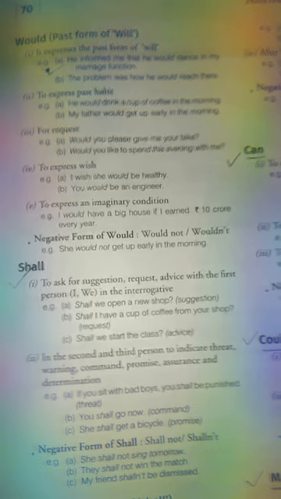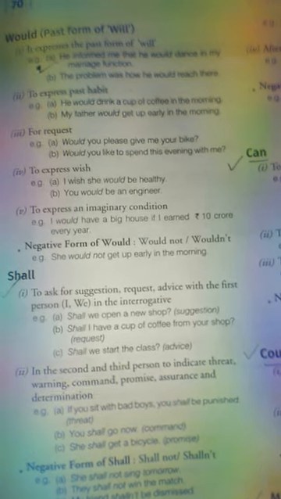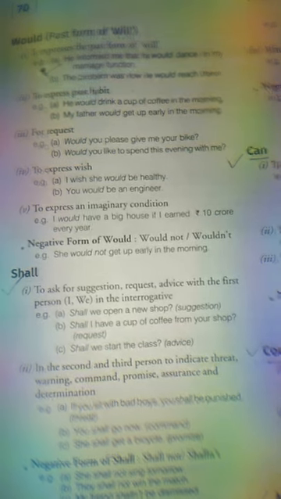For request, would you please give me your bike? Would you like to spend this evening with me? To express wish, I wish she would be healthy. You would be an engineer.